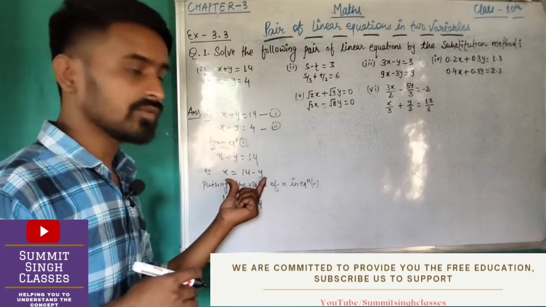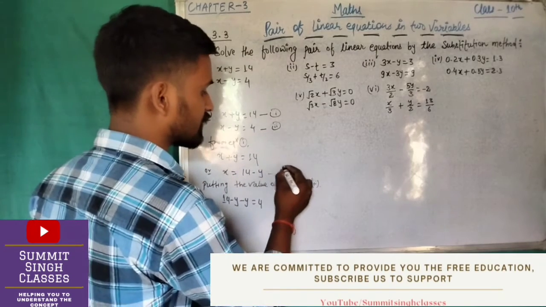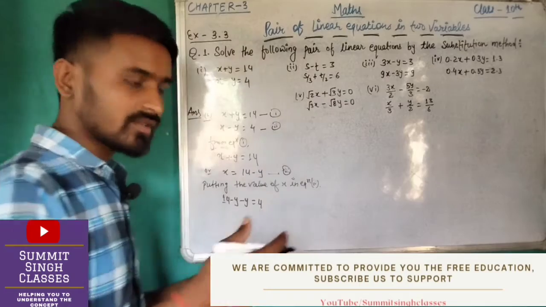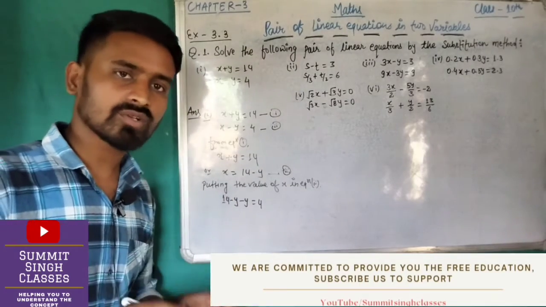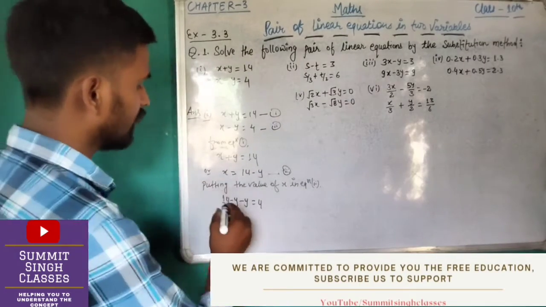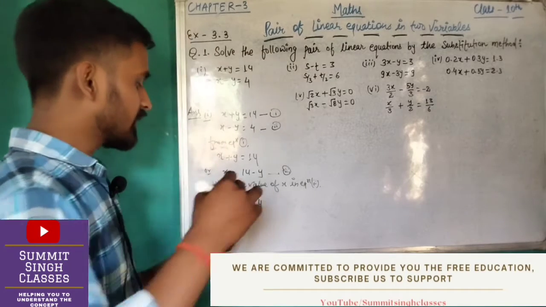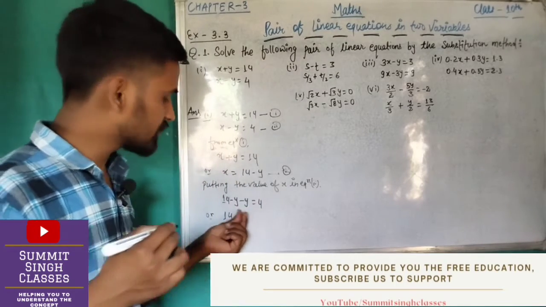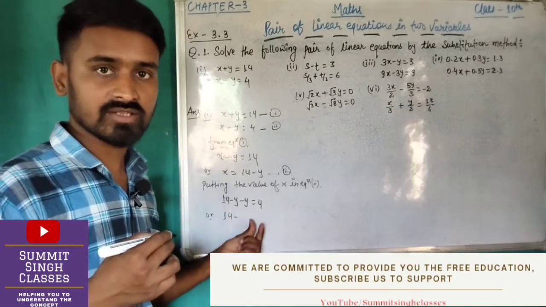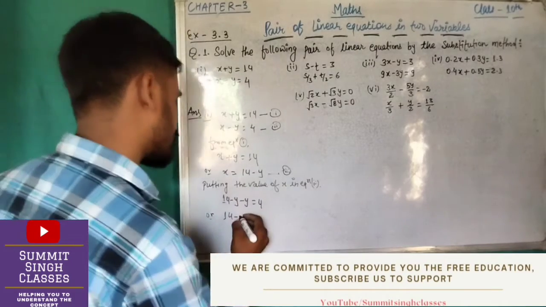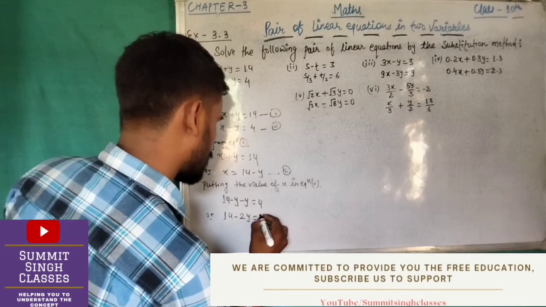Generally this value is placed, and this is equation third, we can say. If you want, it can be equation third, or if you want to leave it, you can. So this will be 14 minus y and minus y, these both will be added. Why? Because they have the same signs with the same variables, so they will be added. So we have to write here 2y is equal to 4.